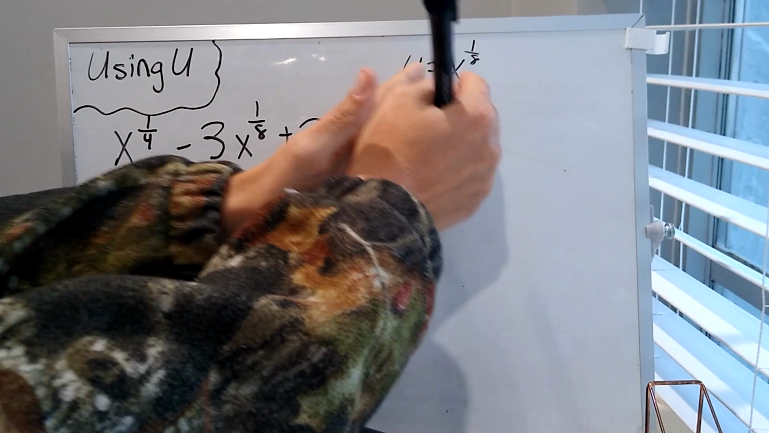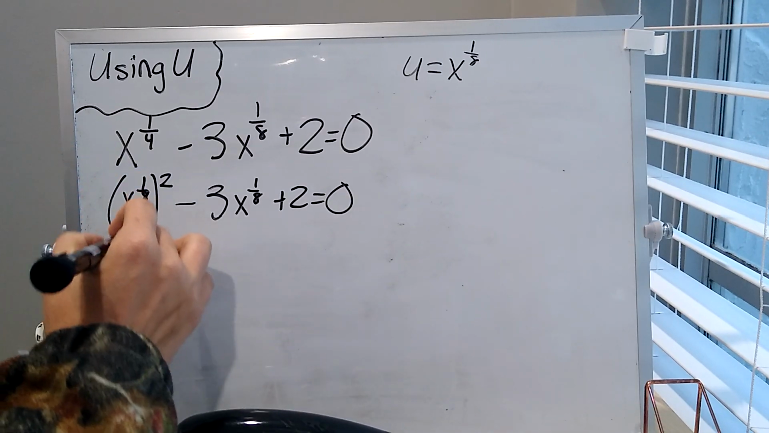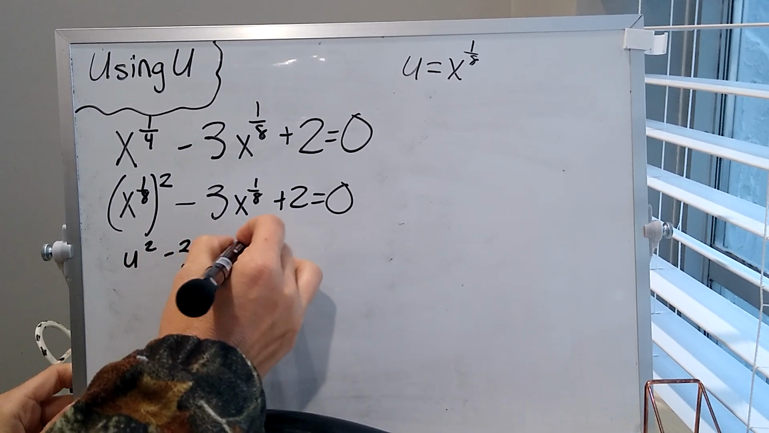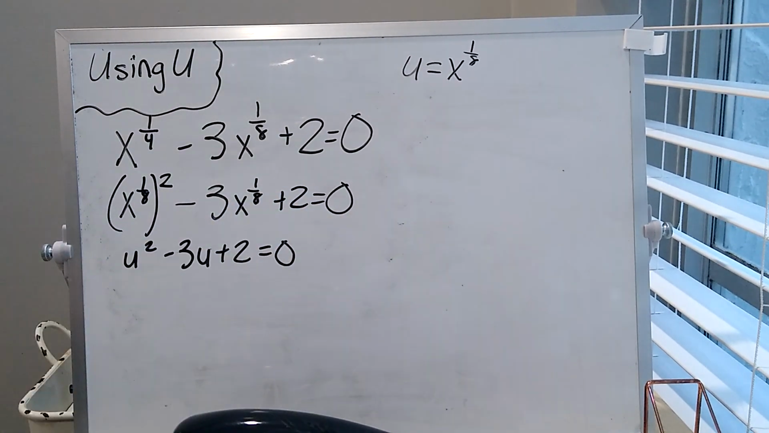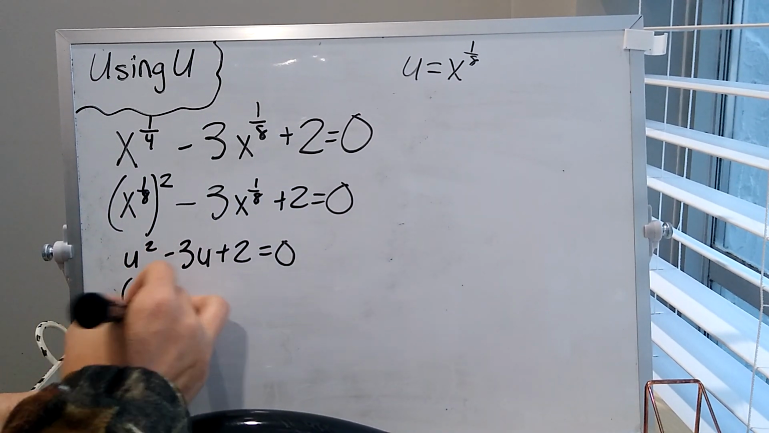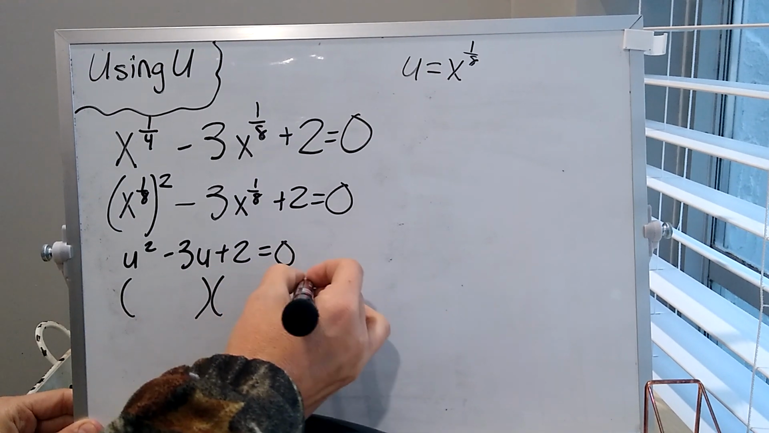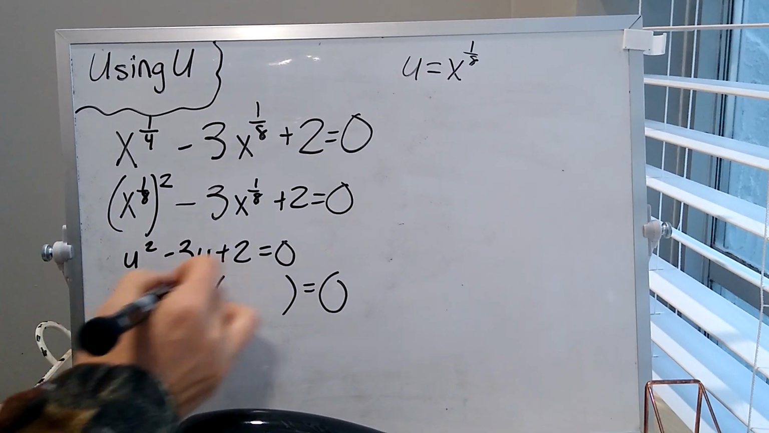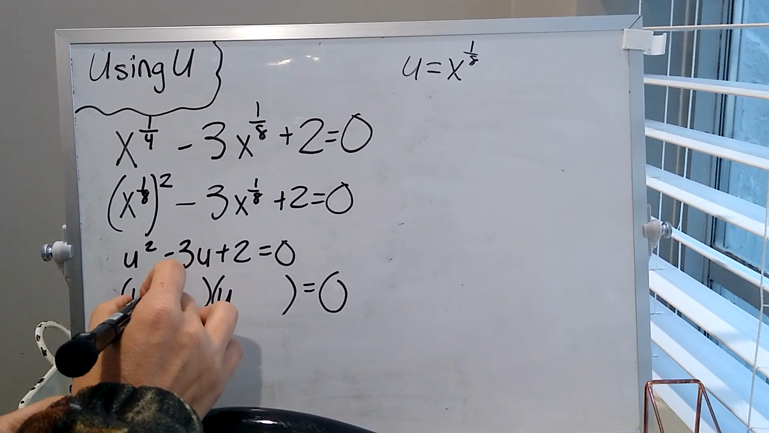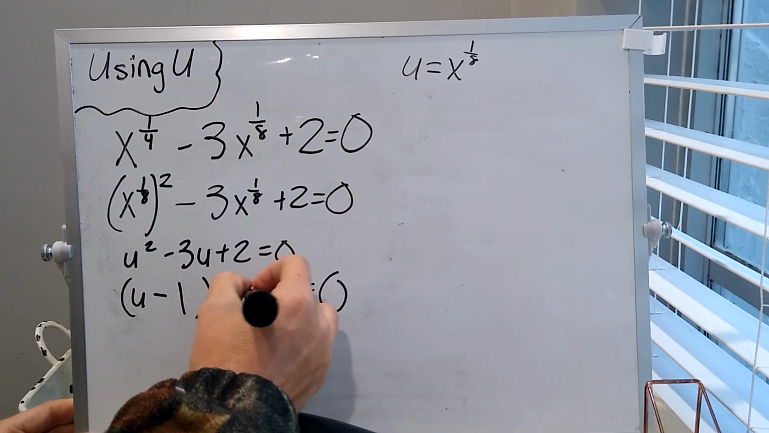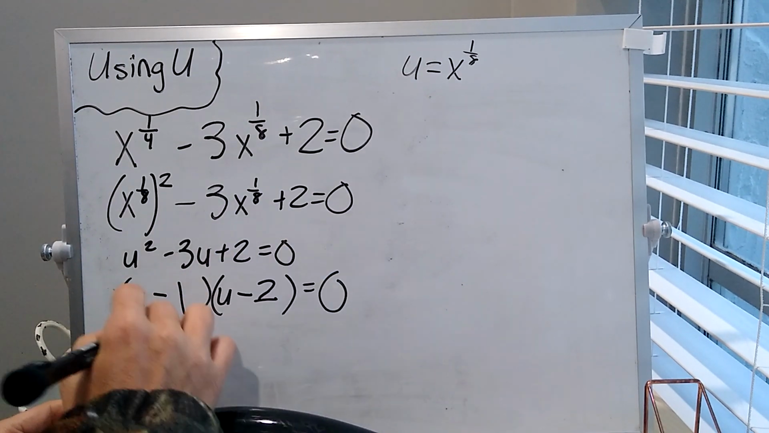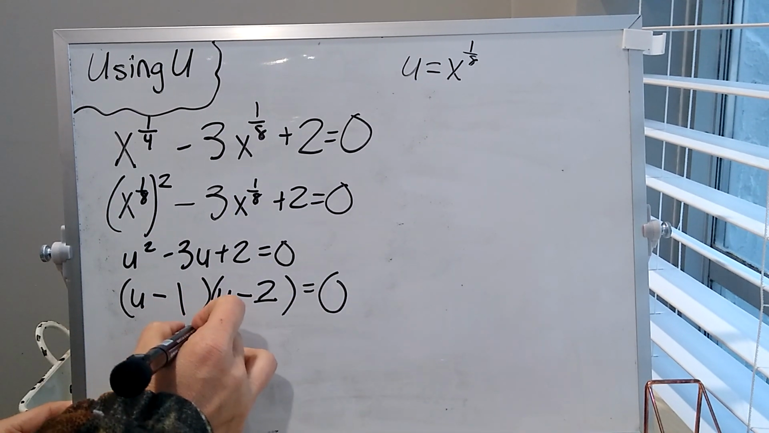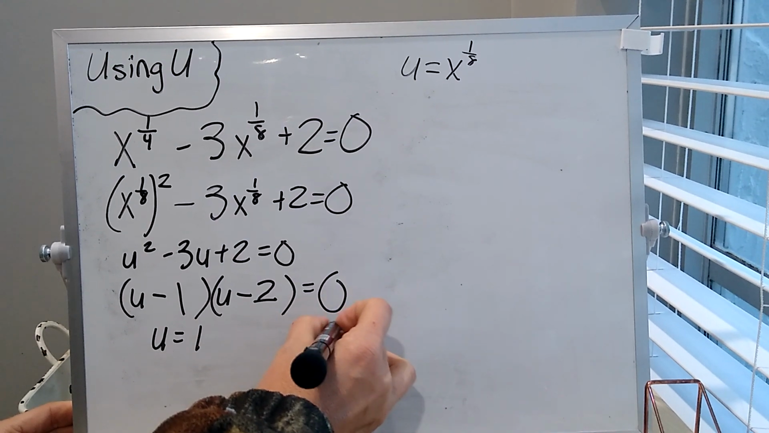Now we're going to substitute u in for x to the 1/8. So we end up with u squared minus 3u plus 2 equals 0. Now we can factor, okay? If you remember your general factoring, we're going to end up with u minus 1, u minus 2. Then solve for u. So u equals 1 and u equals 2.